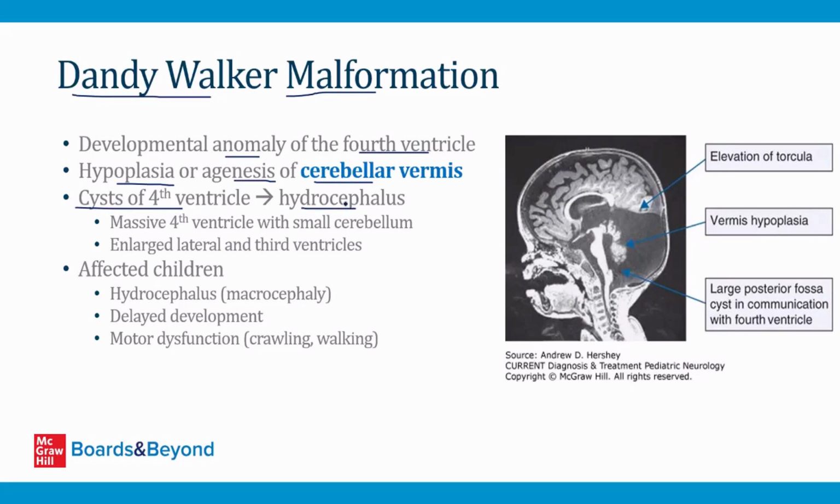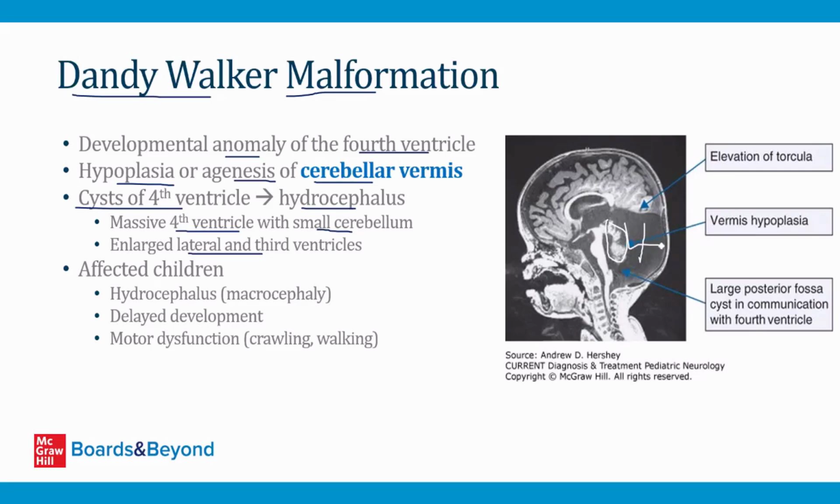This condition is very easy to identify in imaging because the fourth ventricle is enormous with a very small cerebellum, and then there's obstructed flow through the fourth ventricle, and as a result, you see enlargement of the lateral and third ventricles. And so if you look at this image on the slide here of a child with a Dandy-Walker malformation, you can see that the cerebellum is very, very small here, and there's this enormous fourth ventricle back here.